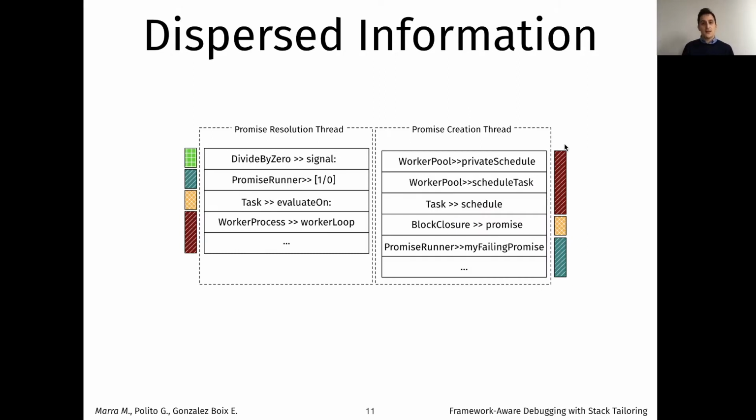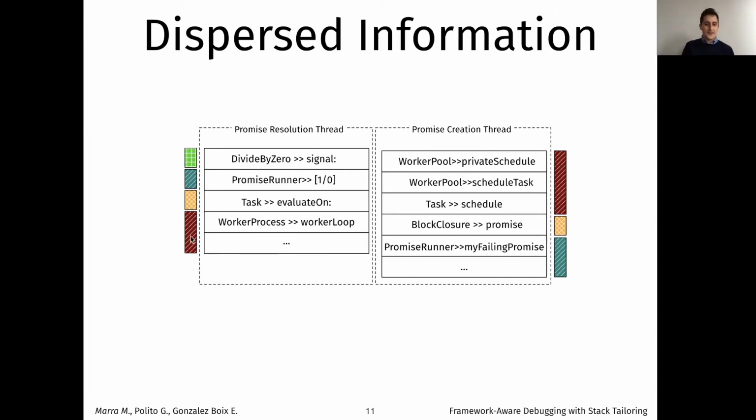In this slide, instead, you can see an example of dispersed information. For instance, we talk about a promise execution, so an asynchronous promise execution in which there are actually two threads, the one resolving the promise and the one creating. Starting from the promise creation thread, you can see from the bottom user code, which calls the promise API to create the promise. And then you can see the frames that schedule the computation that was promised in the developer's code, and that is executed on the other thread.